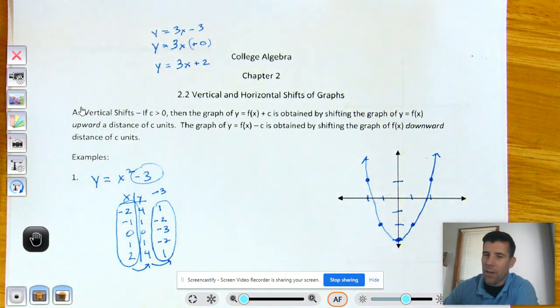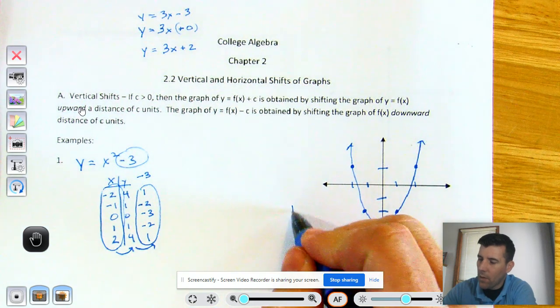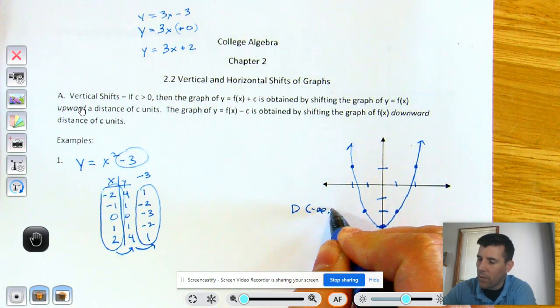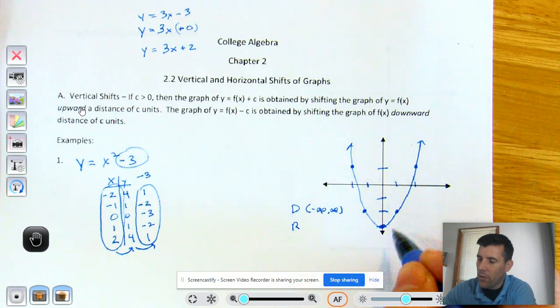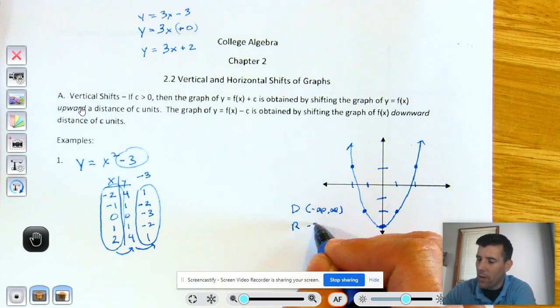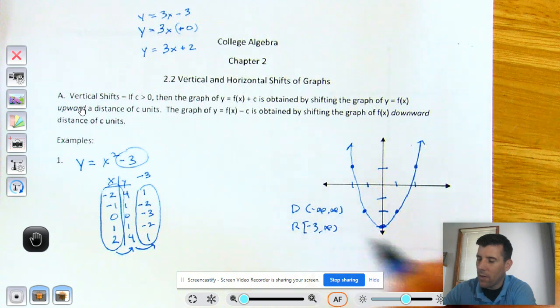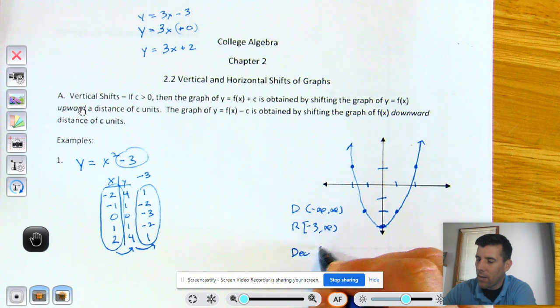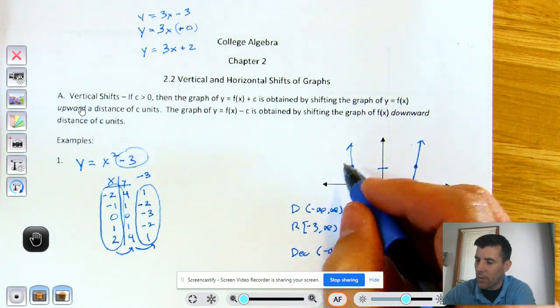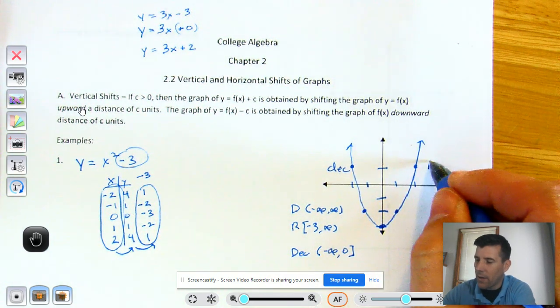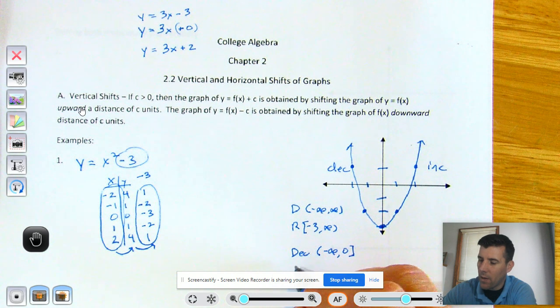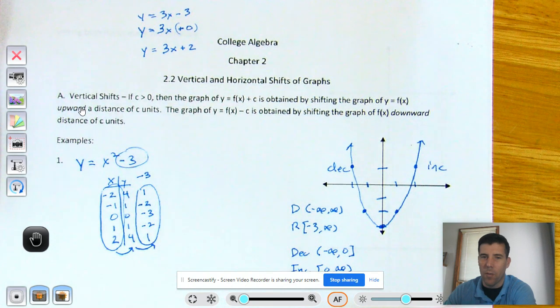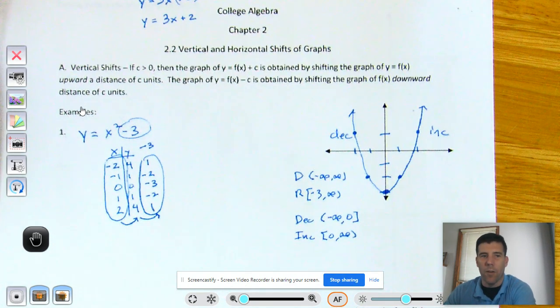And we can see things like the domain is still all the real numbers. The range is here from -3 to infinity. We've learned that this left side is decreasing from -infinity to 0. Over here, this is decreasing. And the right side is increasing. So it'd be increasing from 0 to infinity. So trying to remember some of those things that we talked about from the first section.